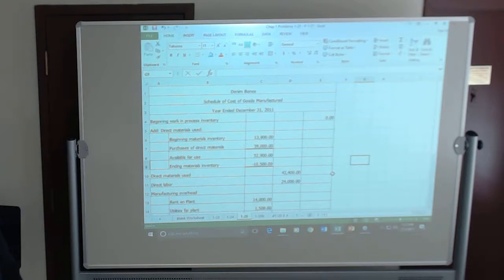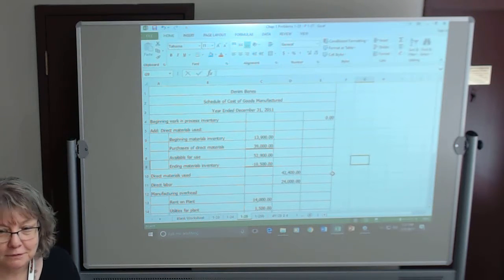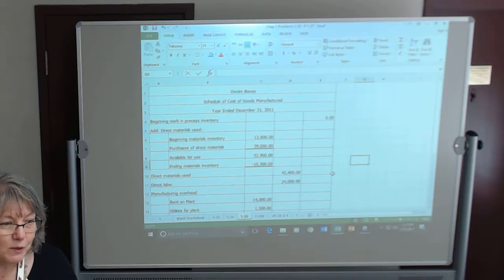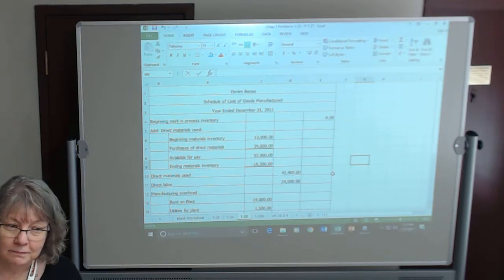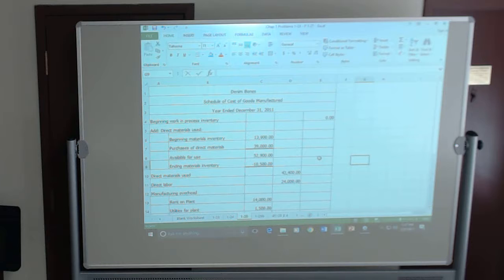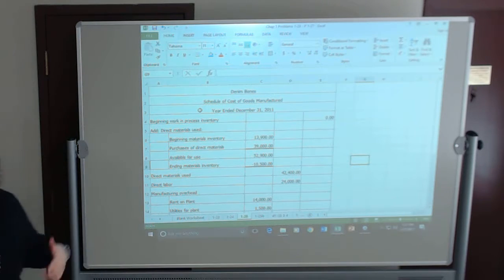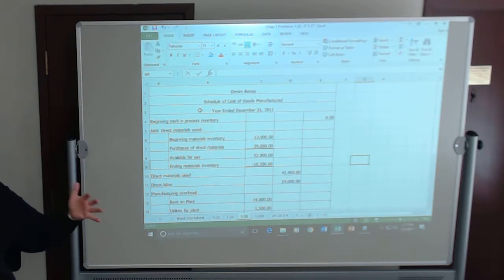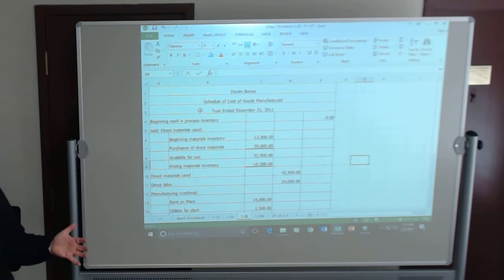Manufacturing. Because it says direct, that means it has to do with this product. Once again, we start out with the name of the company. This is a schedule of cost of goods manufactured for the year ended December 31st. Because it says year end, we assume this is for the full year.